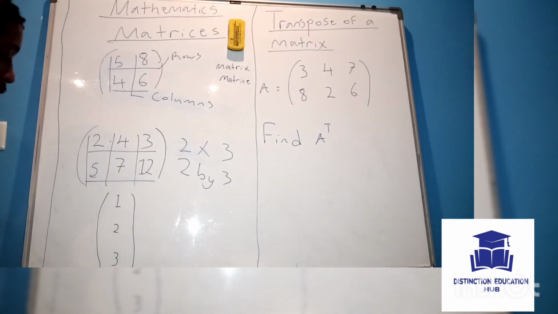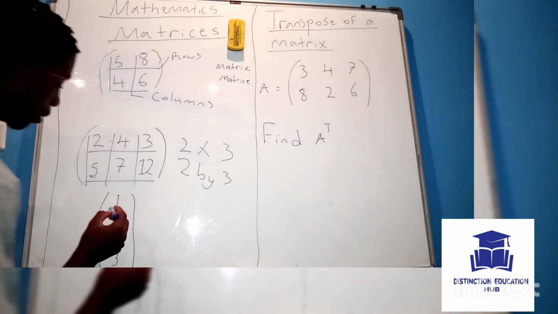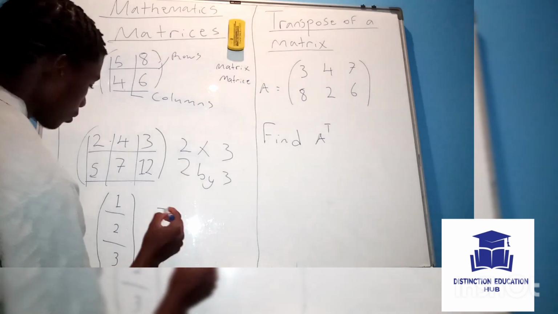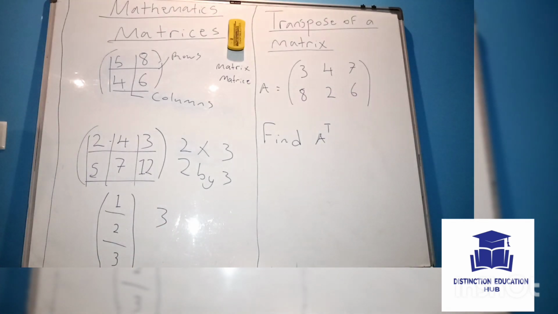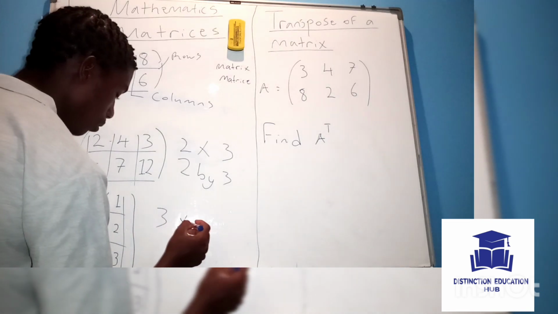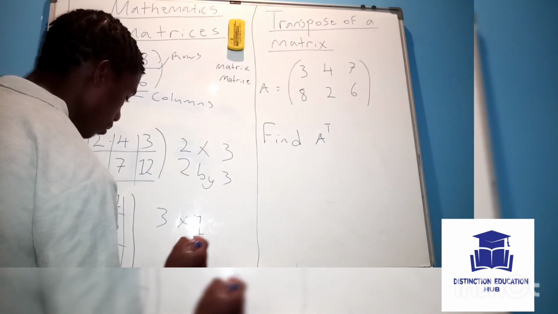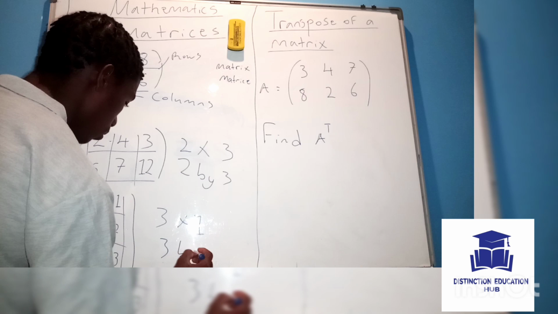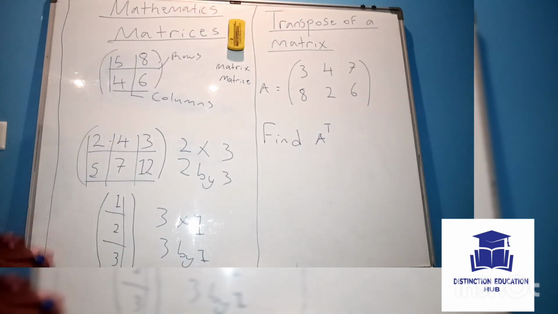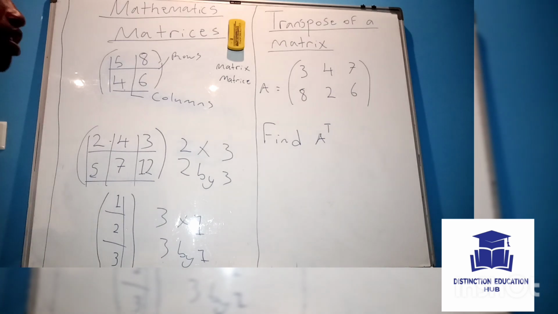Then the second one, how many rows do we have? We have 3 rows. How many columns do we have? We have 1 column. Okay, so that's about rows and columns and the order of matrices.